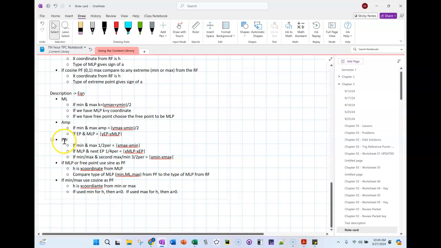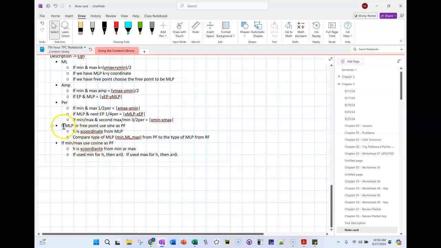If I'm finding period and I have a min and a max, I know that the period is twice the absolute value of the difference in the x coordinates. If I have a midline point and the next extreme point, a quarter period is the absolute value of the difference in the x coordinates. And if I have a min or max and then the second min or max, that's going to be 3/2 of a period, which is the absolute value of the difference in the x's. So these were scenarios we saw in the homework.